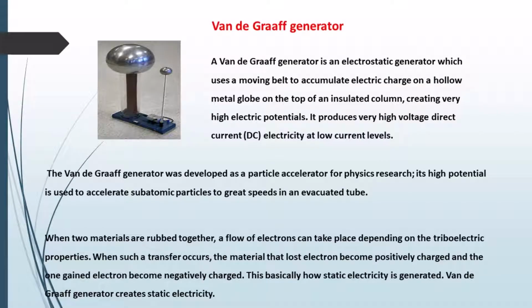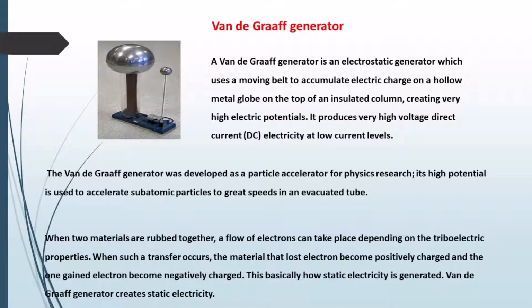A Van de Graaff generator is an electrostatic generator which uses a moving belt to accumulate electric charge on a hollow metal globe on top of an insulated column, creating a very high electric potential. It produces very high voltage direct current, DC electricity, at a low current level. The Van de Graaff generator was developed as a particle accelerator for physics research. Its high potential is used to accelerate subatomic particles to great speed in an evacuated tube.